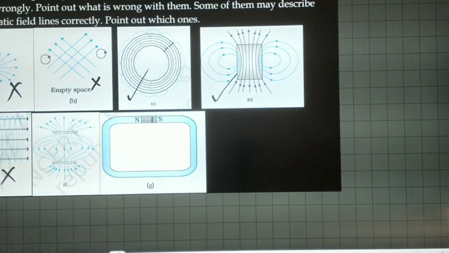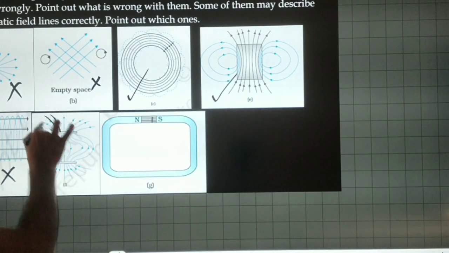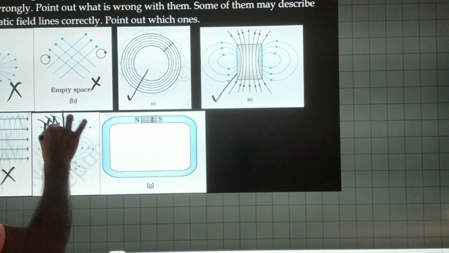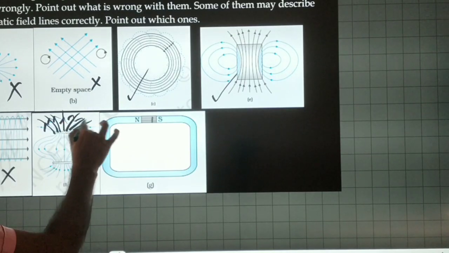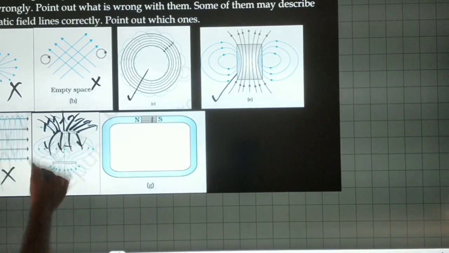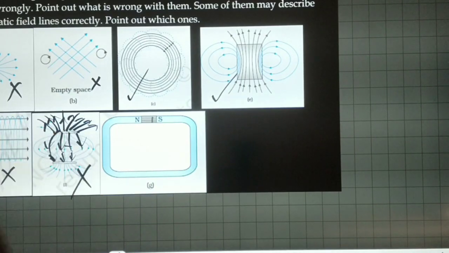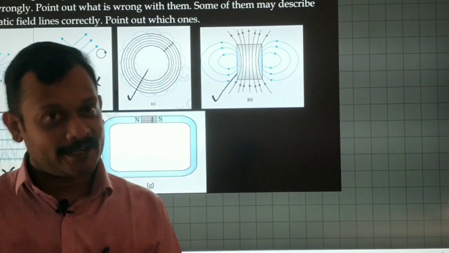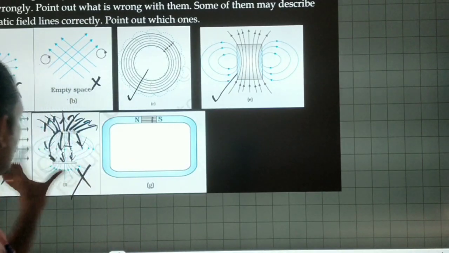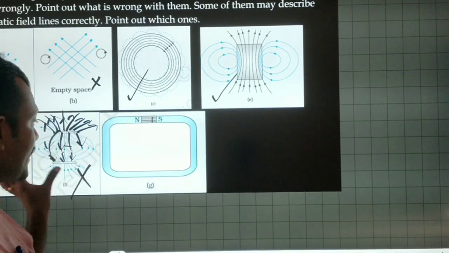Now coming on to this one, can this represent magnetic field lines? I think no, because if you look at this one, everything is originating from here and terminating here, and this cannot be possible with a magnetic field line. But it is possible with electrostatic field lines.